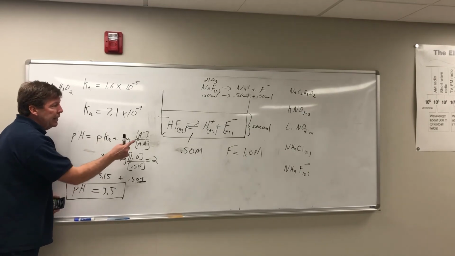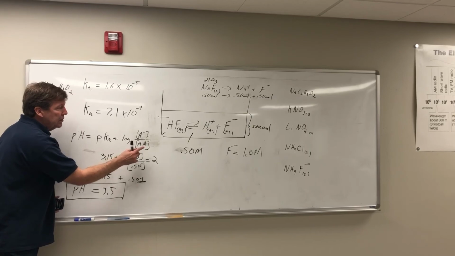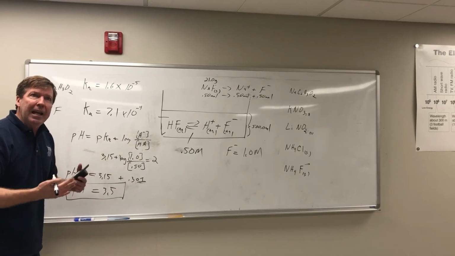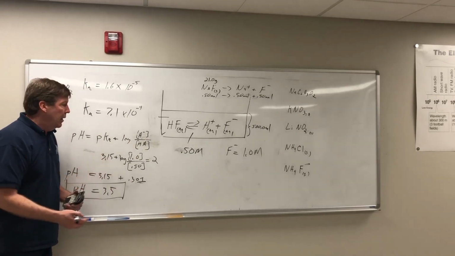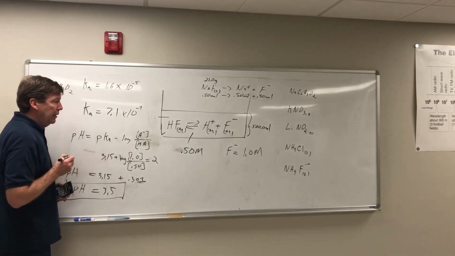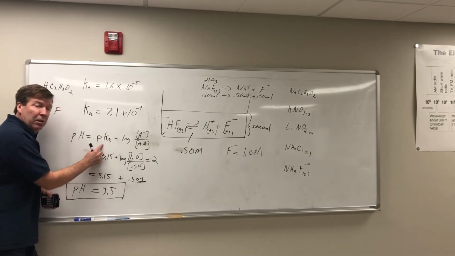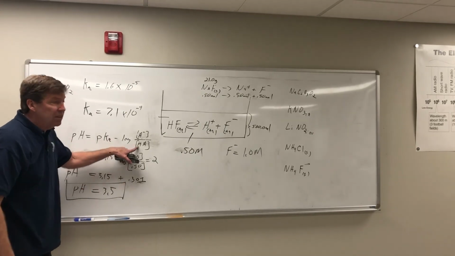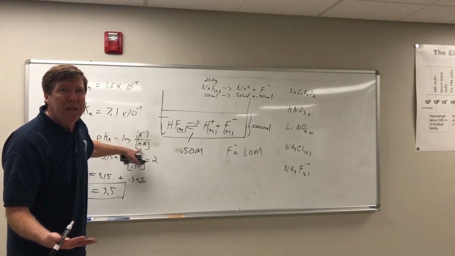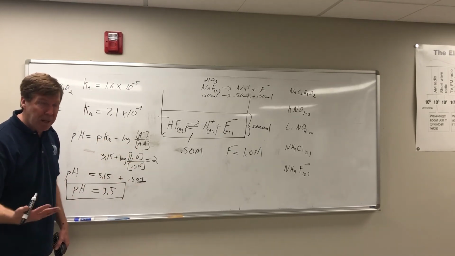On the other hand, if this number is below 1, let's say this value is 1 and this value is 10. If you take the log of that number below 1, then this, of course, would be a negative value, and the pH would be getting lower than the pKa. And that makes perfect sense, because if you have a 10-to-1 ratio of acid to base, the pH should be getting lower because of that excess amount of acid compared to base.